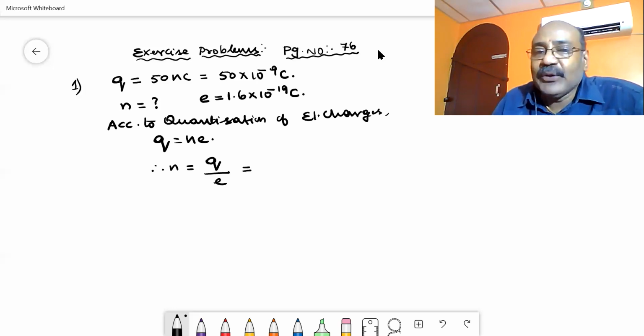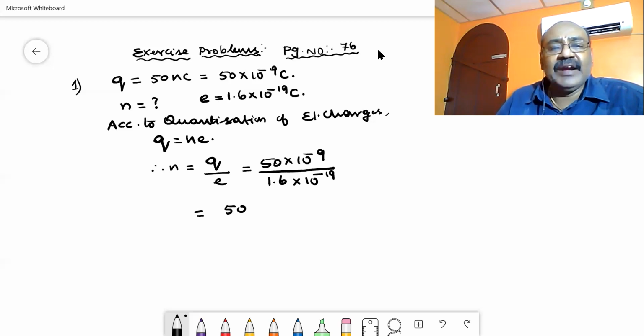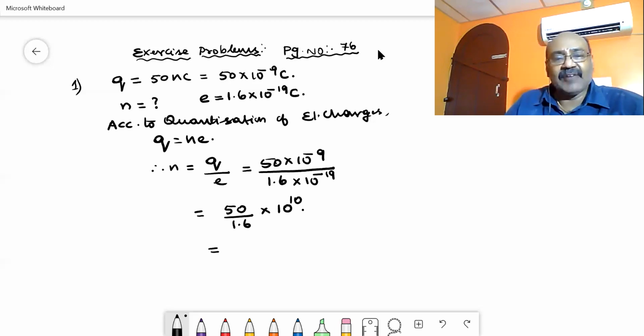What is the value of Q? The value of Q is 50 into 10 to the power of minus 9 coulomb, divided by e, which we can write as 1.6 into 10 to the power of minus 19. So how can you simplify? You can write 50 divided by 1.6 into, cancelling, 10 to the power of 10. Or we can simplify this and write the answer as 31.25 into 10 to the power of 10 electrons.